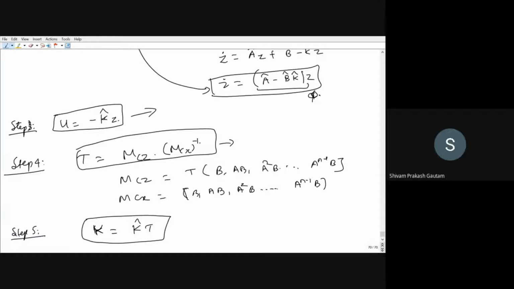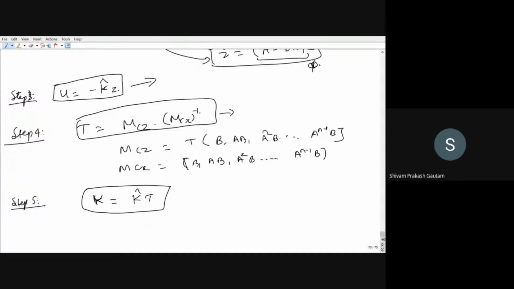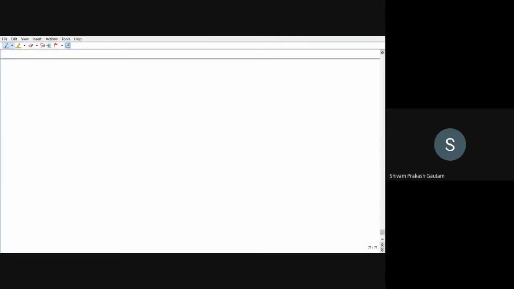So with these steps and this algorithm, we will see one example. We started that example in our last class. I will again repeat that.